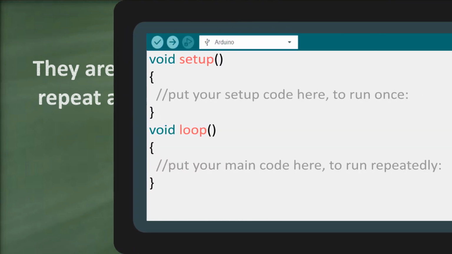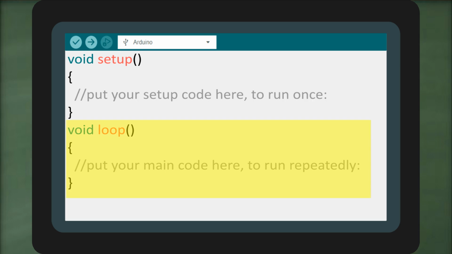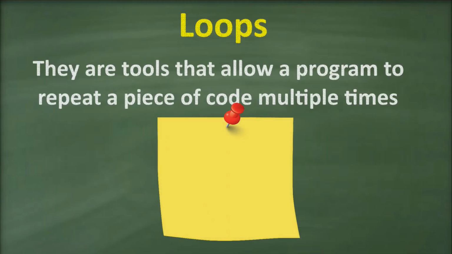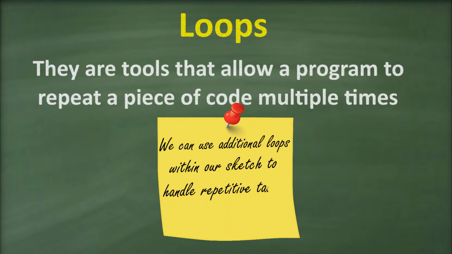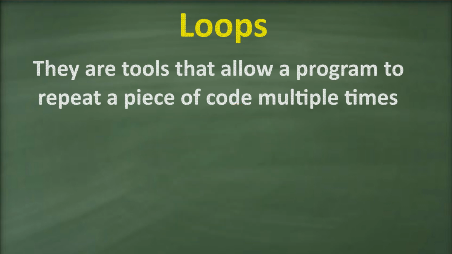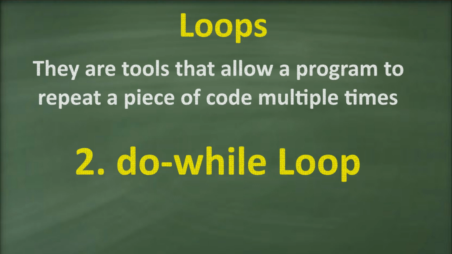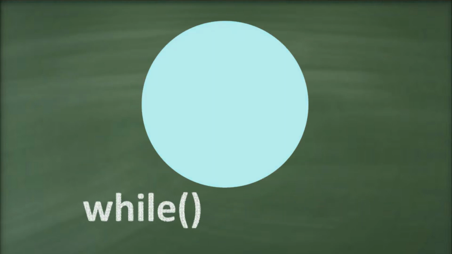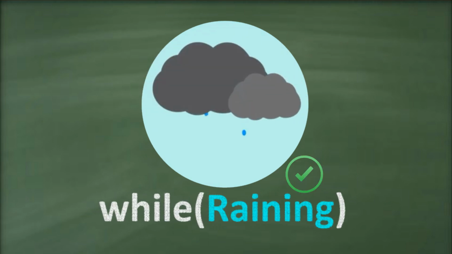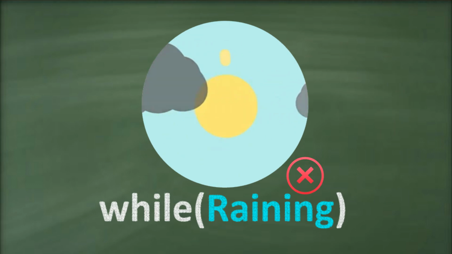Every Arduino sketch has the main loop or void loop section. However, we can also incorporate additional loops to handle repetitive tasks more efficiently. In programming, we have 3 types of loops: while loops, do-while loops, and for loops. With a while loop, it will first check to see if the condition is true. While this condition is true, it will repeat the code until it's not true.